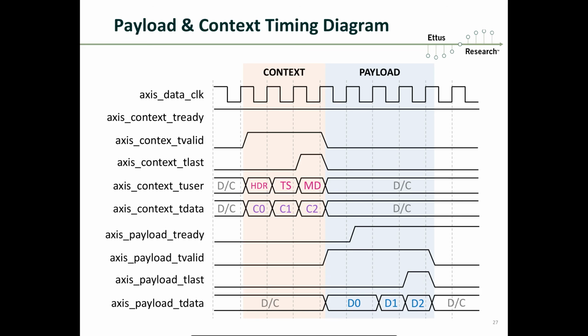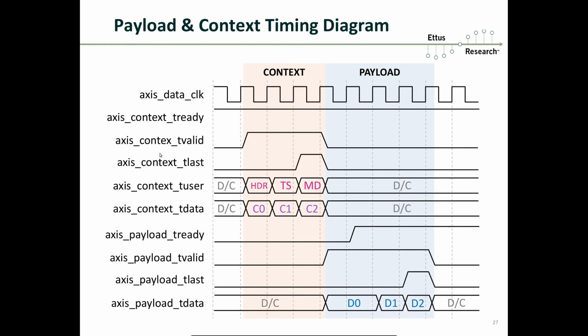Now, this is a timing diagram of the payload and context packets. This is what it looks like for both the data coming to you on the payload and context AXI stream buses, and what it will look like, timing-wise, when you provide payload and context packets on the AXI stream buses that go into Noc shell. The way it looks is you'll first have the context packet come out.